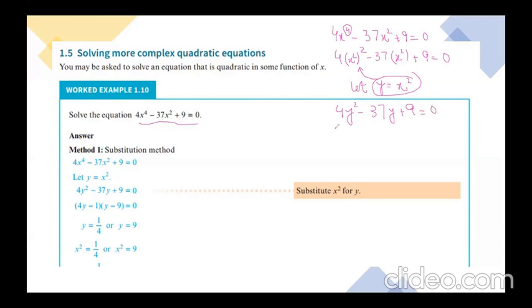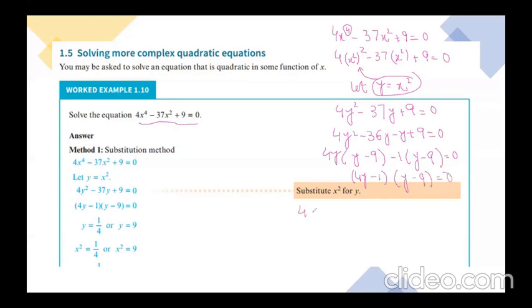So now simplify it. So it must be 4y square minus 36y minus y plus 9 equals to 0. So taking 4y common, it must be y minus 9, then minus 1, then y minus 9 equals to 0. So 4y minus 1 into y minus 9 equals to 0.